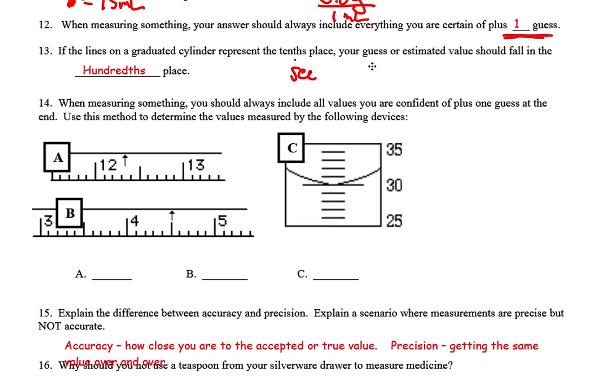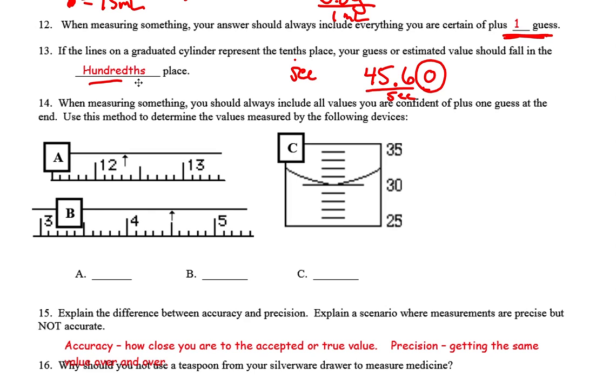now remember, if we're looking at a number, I'm just going to make up a number here. So if we see, I don't know, 45.6 milliliters. If we see those lines on the graduated cylinder, then our guess is going to be the very next digit we write down. So if it's right on the sixth tenths line, then we put 0 in the hundredth spot.